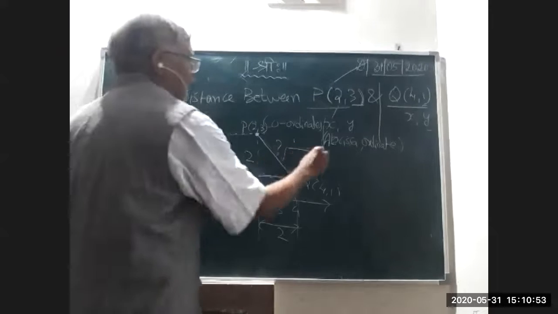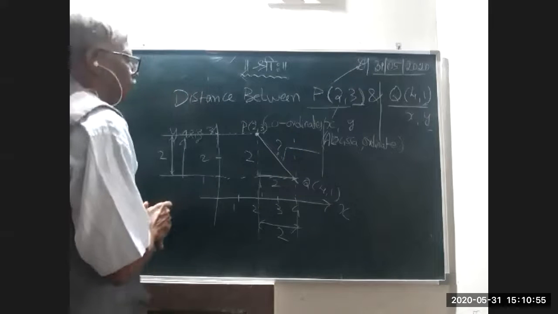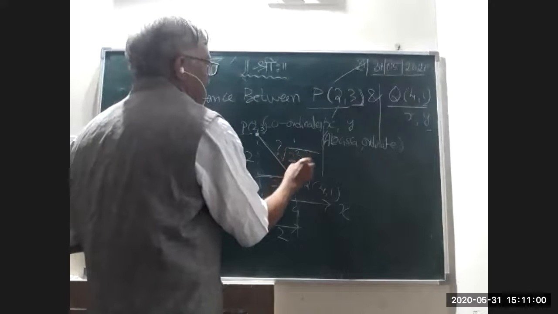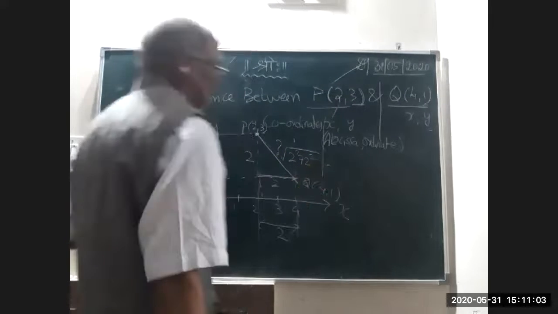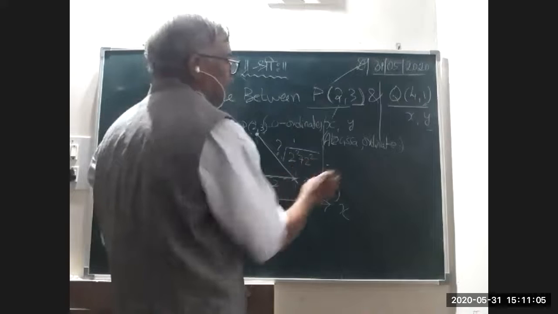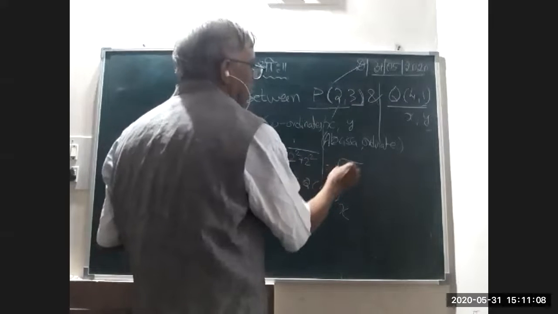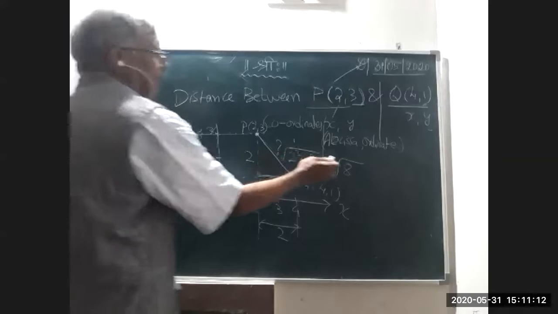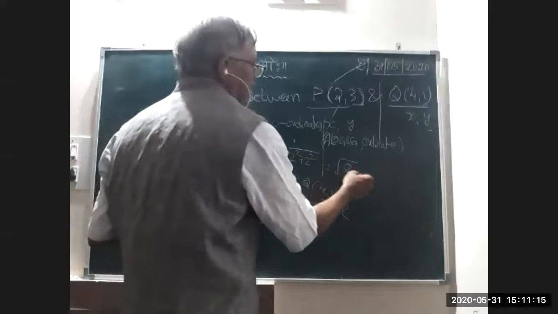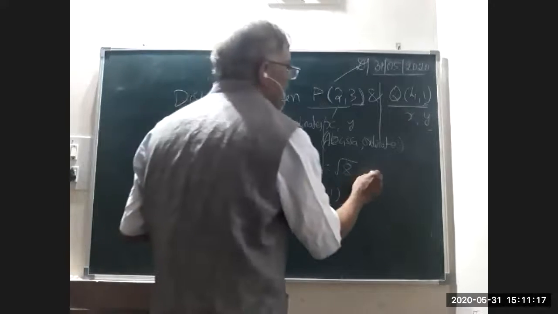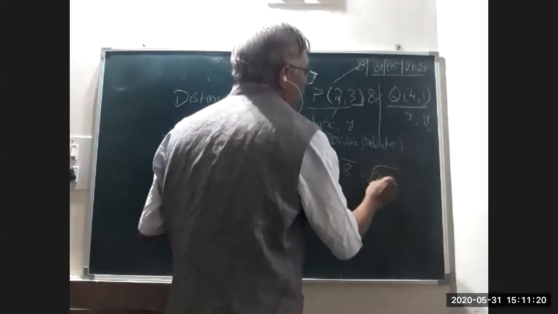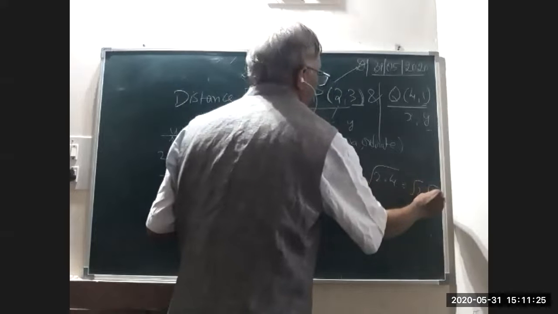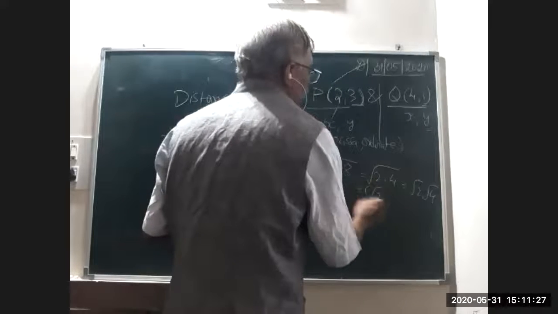Therefore, ultimately what you will have is the square root of 2 square plus 2 square. So how much will you get? 2 square is 4, 2 square is 4, and 4 plus 4 is 8. Under the root 8. If I take under the root 8, it will be root of 2 into 4. Taking separately, root 2 and root 4, which is root 2 into 2.